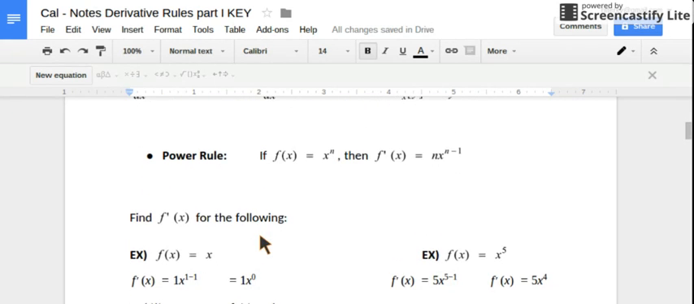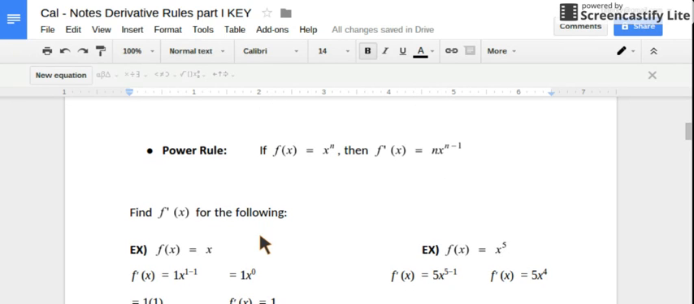The first rule, the most important rule, is called the power rule. The power rule is used anytime you're finding the derivative of a function with an exponent, or raised to a power. What you're going to do when you find the derivative is move that exponent value to the front and multiply, and then subtract 1 from the exponent value.